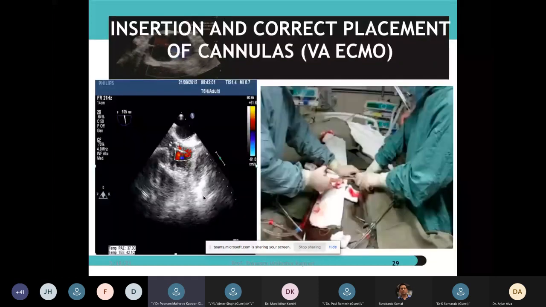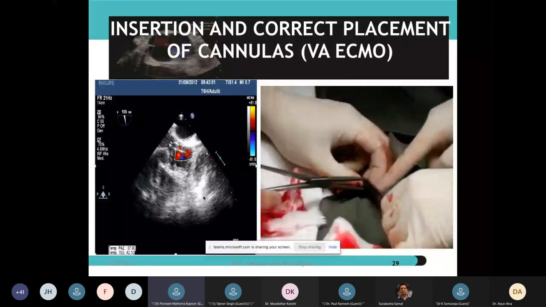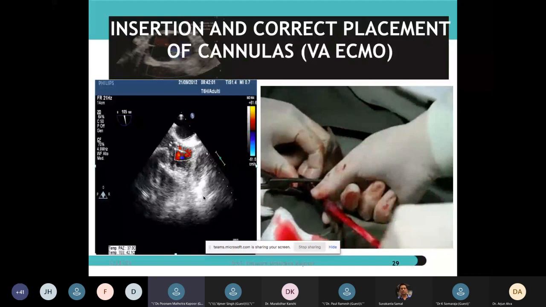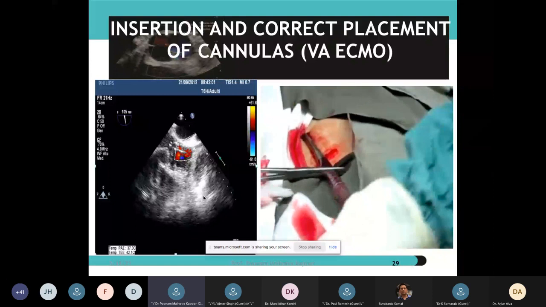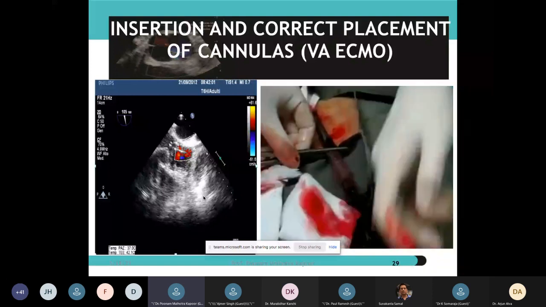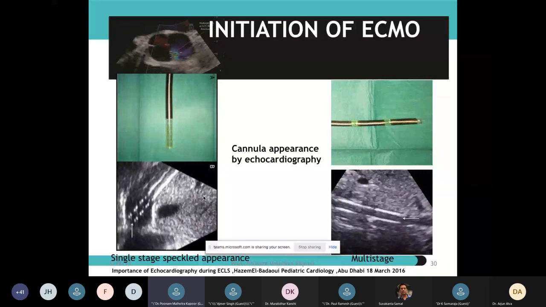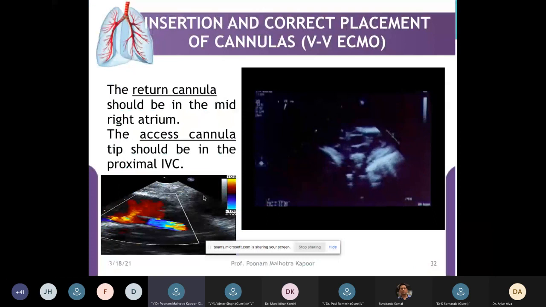So when the surgeon is busy putting in the cannulas on the peripheral side, it is the echocardiographer or the intensivist who should do multiple windows, the bicaval view, the 4-chamber view, the 2-chamber view, the long axis view, all in the mid-esophageal area, and the transgastric mid-papillary short axis view, the transgastric outflow view for the tricuspid as well as the pulmonary valve, and also the upper esophageal aortic arch view. These cannulas, single or multi-stage, can be seen as speckled images in the echo, and these tell you a lot about their placement, the tip, and how they reside in any chamber of the heart.